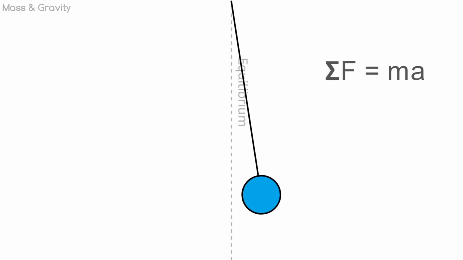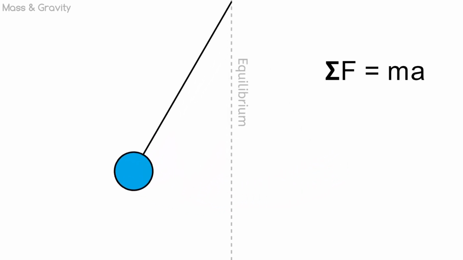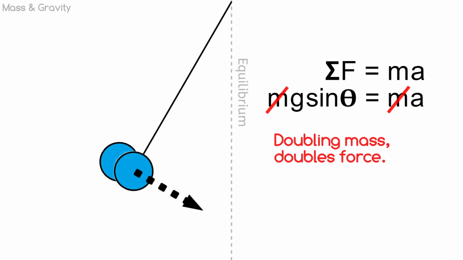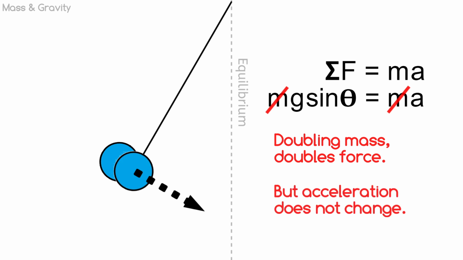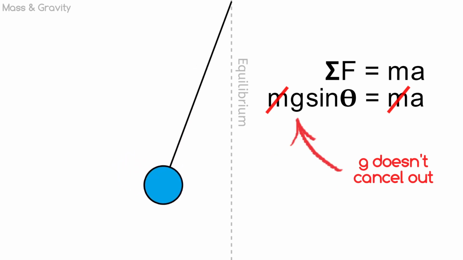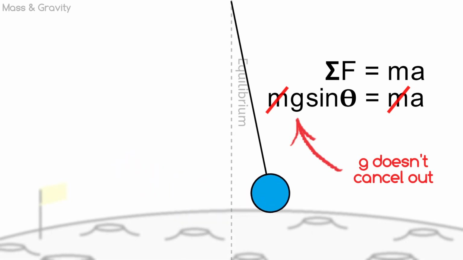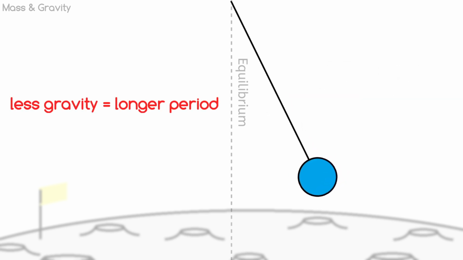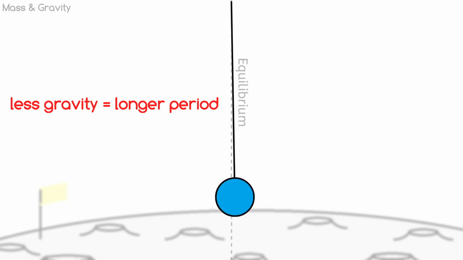Turning to Newton's second law, or F equals ma, plugging in mg sine theta as the net force, you'll see the mass cancels out, but g, the acceleration due to gravity, doesn't. Think about it. If the mass was doubled, the restoring force would double. But at the same time, there would be twice as much mass to push around, meaning the amount of mass on a pendulum has no effect on its period. However, you'll see, g doesn't cancel out. If we put this pendulum on the moon, where the acceleration due to gravity is less, the pendulum accelerates less, meaning it takes longer to swing back and forth.